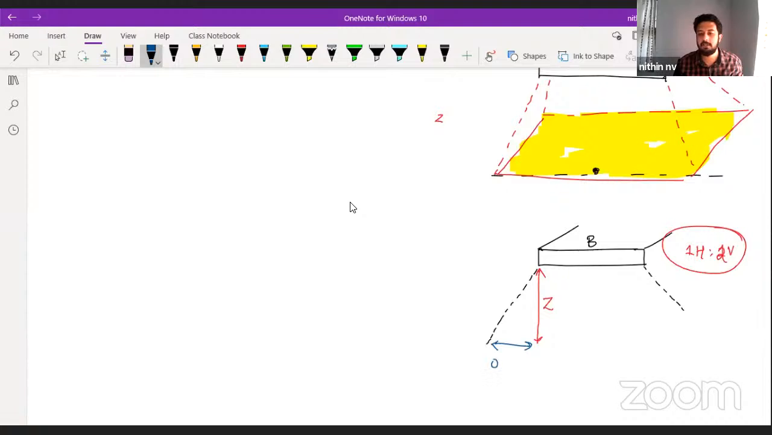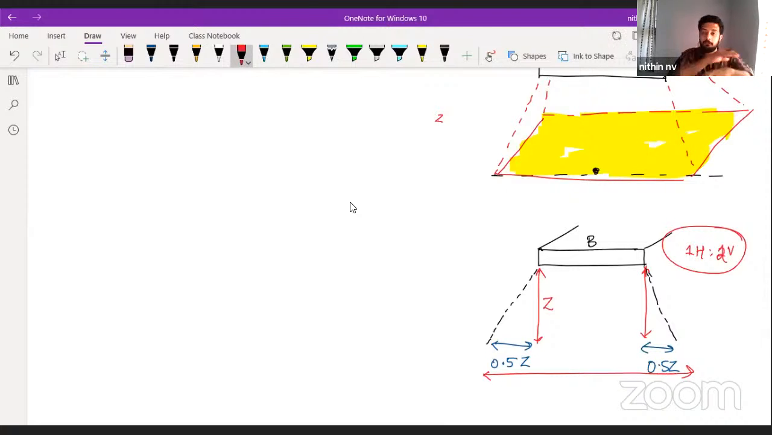That's it, 0.5 Z, enough, Z by 2. Correct now? So similarly here also, how much will we be having? It will not be this much wider, only half of that. Now somewhat like this is our distribution. So here also we are getting 0.5 Z. Now you tell me, what is the total width of the area which is subjected to load? It is 0.5 Z plus this B value plus 0.5 Z. How much will it be? B plus Z.